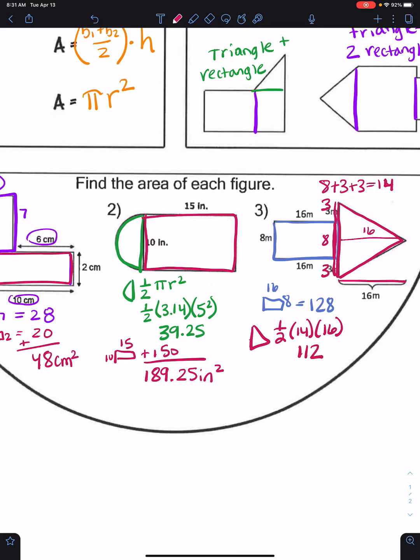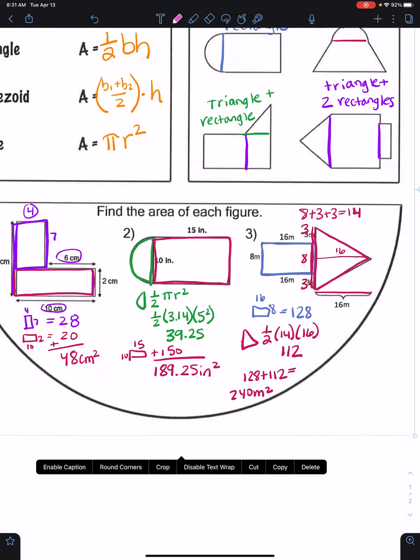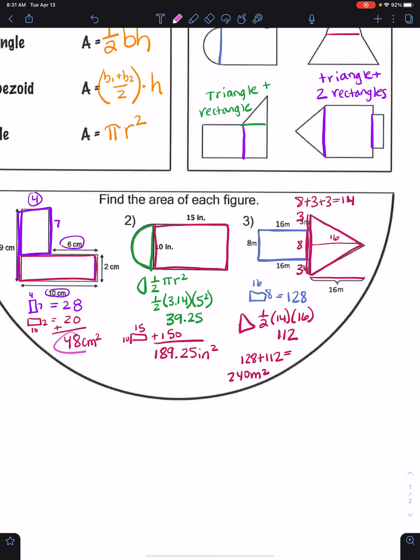And then I'll add the 128 from the rectangle and the 112 from the triangle to get 240, and it's meters squared. So I'll go back and I will circle all of my answers. I'll do it in pink. Well, maybe we won't. Here we go.